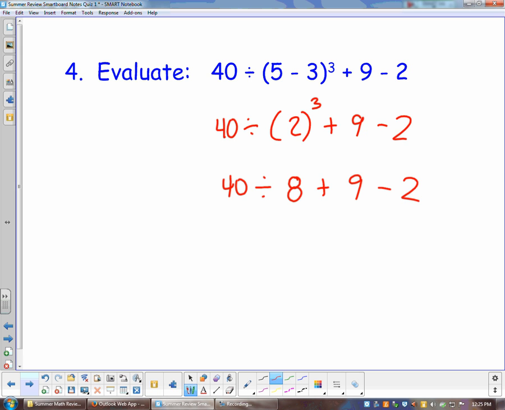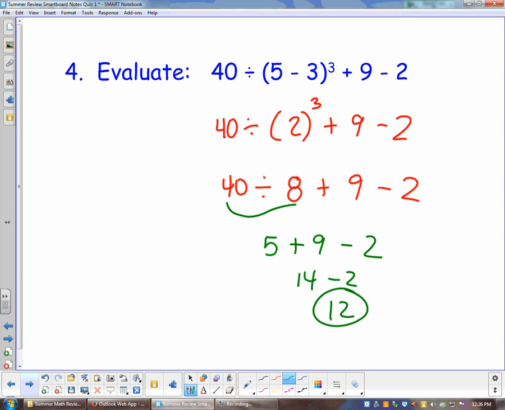Now I should be looking for any multiplication or division as I go from left to right. And I only see one multiplication or division, and that's right here. So 40 divided by 8 is 5. So I have 5 plus 9 minus 2. Now I do any additions or subtractions going from left to right. And so I've got a 14 here minus 2 gives me 12 as an answer.